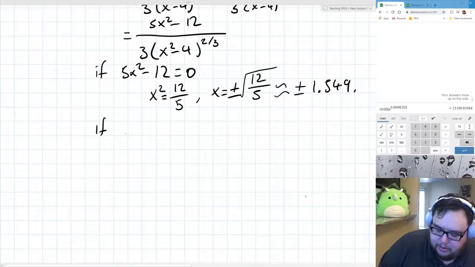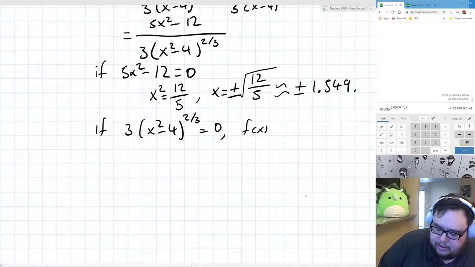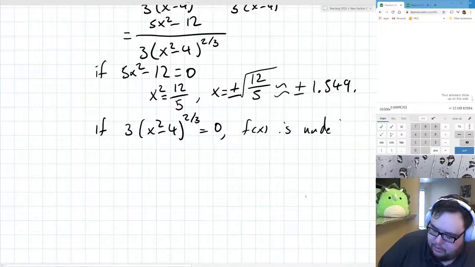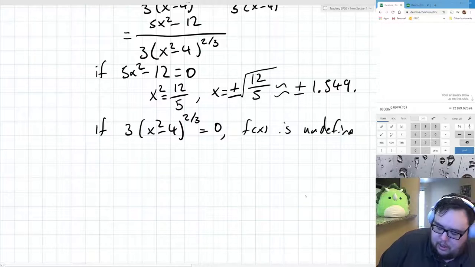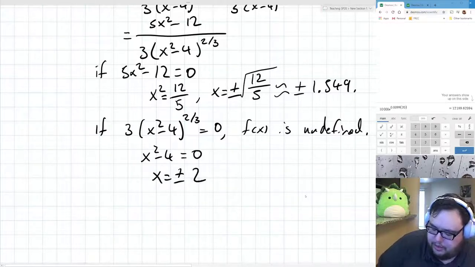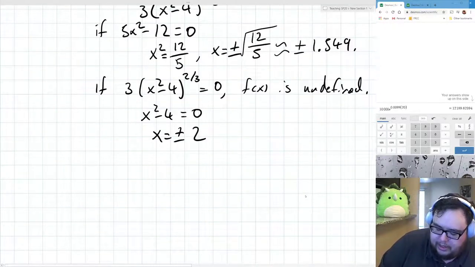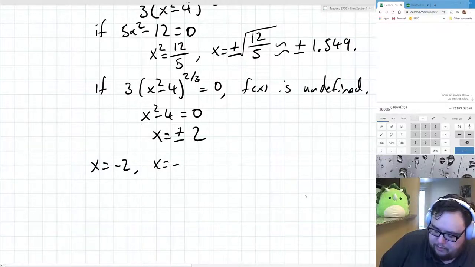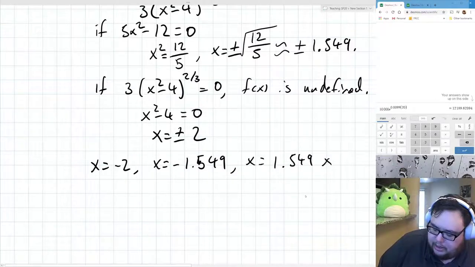If the denominator is equal to 0, that's 3 times (x squared minus 4) to the 2/3 is 0, then f of x is undefined. And if this is equal to 0, then x squared minus 4 is equal to 0. So x is equal to plus or minus 2. So we end up with 4 total critical points. X equals negative 2, x equals negative 1.549, x equals positive 1.549, and x equals positive 2.